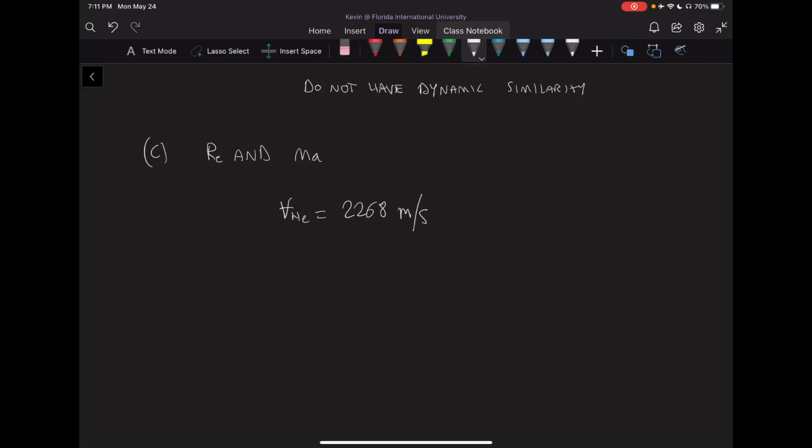So we can change our pressure in our system to make our Reynolds number equal to 26.6 times 10 to the 6. The Reynolds for the prototype cannot be changed, and the Reynolds for the prototype is 26.6 times 10 to the 6. So the idea is to make our model match what the Reynolds would be with a velocity of 2,268.